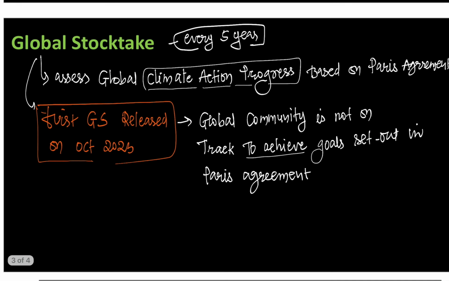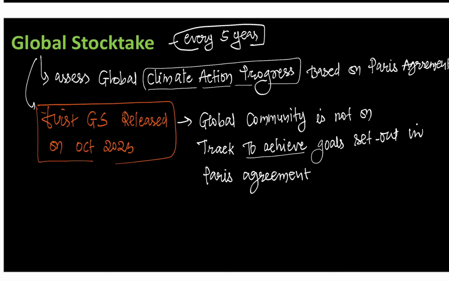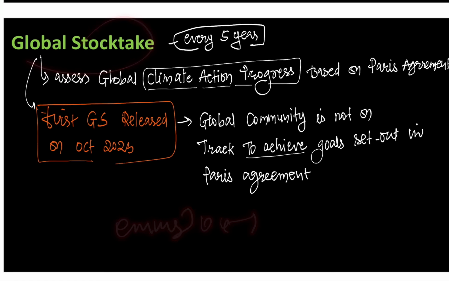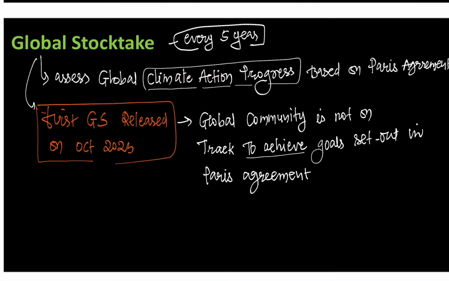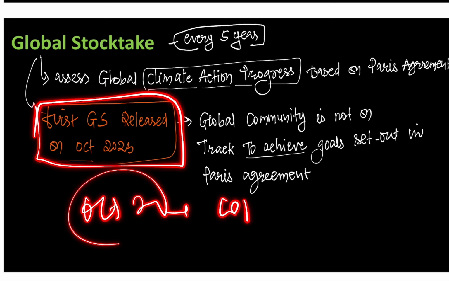Now next is global stocktake. We know the global stocktake was a part of COP21, right, in Paris? So what is the global stocktake? It measures the emissions of the countries and the emission gap. Now it was decided that it will be released every 5 years. The first global stocktake was released in October 24 in COP28, which was held in Dubai, right?